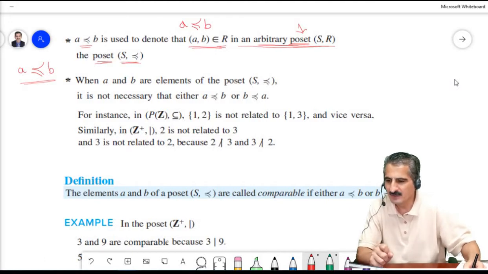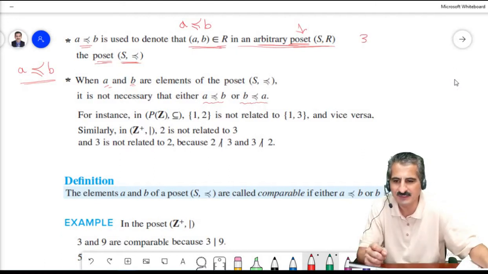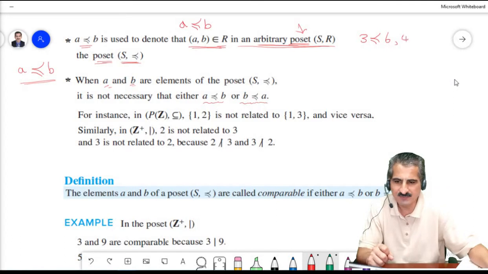Now, when two elements A and B are elements of the set, it is not necessary that either A is less than or equal B or B is less than or equal A. We have just seen that, like 3 and 6. 3 divides 6, so we write 3 related to 6 this way. But choose 4 and 6, and then 4 is not related to 6 under division. And we have seen also that 1 and 4 is not related to 1 and 2 and 3.